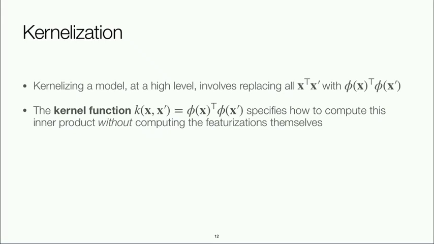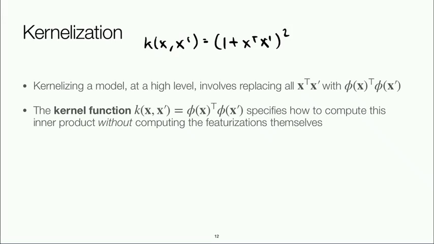What is an example? If k of x and x prime equals (1 plus x transpose x prime) squared, then that's the quadratic kernel that we've already seen. So we have some function that takes in two x's in their original d-dimensional form and returns the dot product of x and x prime in the feature space that I want to be working with. The kernel function is the workhorse of this whole thing. That's what we really want to be doing.